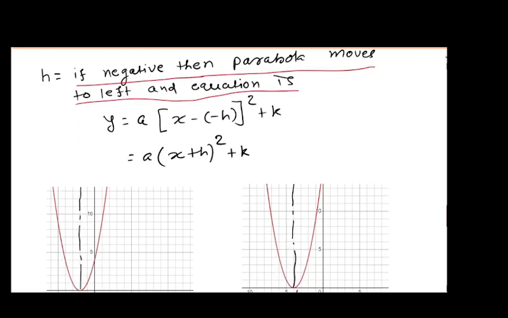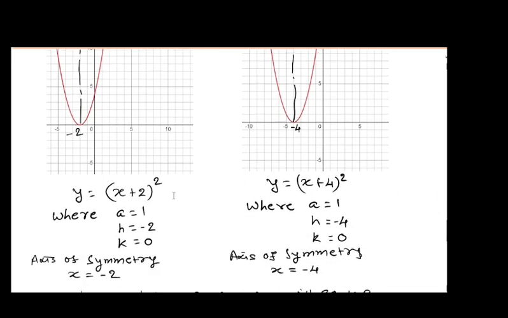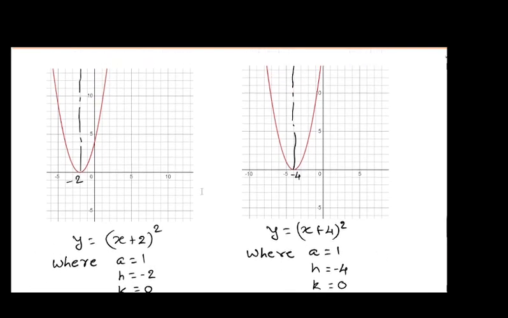Okay, so what happens if I have, let's say, equation y is equal to (x plus 2) square. So in that case my a value is 1, h value is minus 2, and k value is 0. So my axis of symmetry is x is equal to minus 2, and then parabola moves 2 units to the left. So it moved from 0 to 2 units to the left, and this is my axis of symmetry.